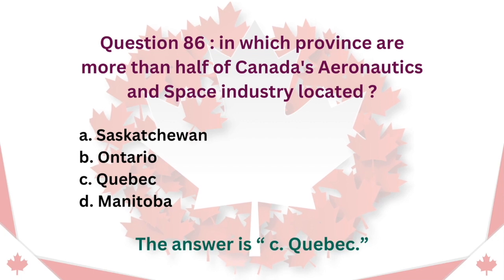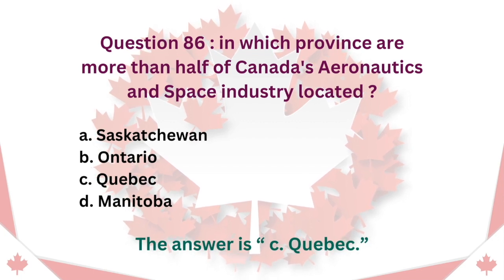Question 86. In which province is more than half of Canada's aeronautics and space industry located? A. Saskatchewan. B. Ontario. C. Quebec. D. Manitoba. The answer is C. Quebec.